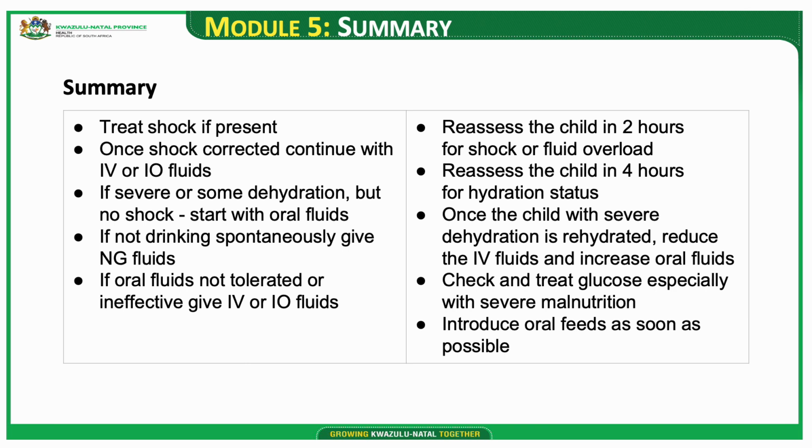Once the child with severe dehydration is rehydrated, we would reduce the IV fluids and increase oral fluids. Check and treat glucose, especially in children with severe malnutrition, and introduce oral feeds as soon as the child is able to tolerate them.